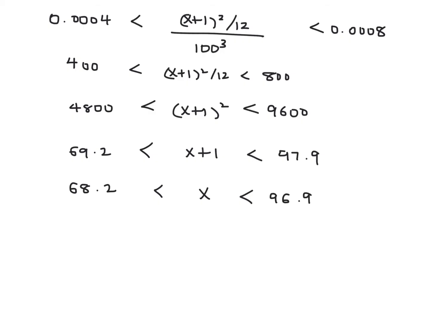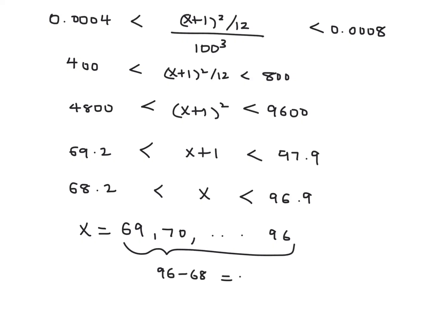Now they're saying, what are the integers between those two values? Well, X would equal 69, 70, all the way till you get to 96. And how many numbers do we have there? Well, it would be 96 minus 68. That's how you calculate it, and that's 28. And 28 is what you would enter on your scorecard.